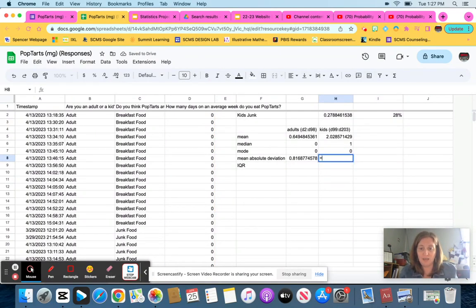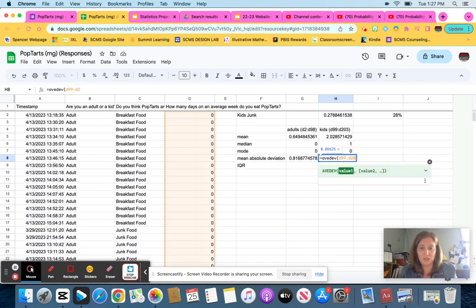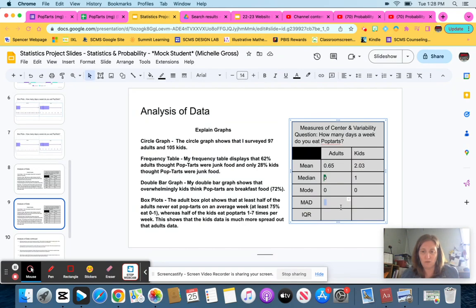And then you're going to do the same for your other population. Equal sign, AVEDEV, open parentheses, D99 to D203. And that's how you get your average deviation. So my adults' average deviation is 0.8. My kids' average deviation is 1.6, almost double. And that actually shows, let me write this in, 0.8 and 1.6.